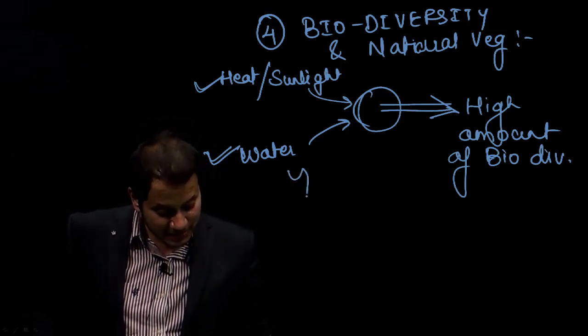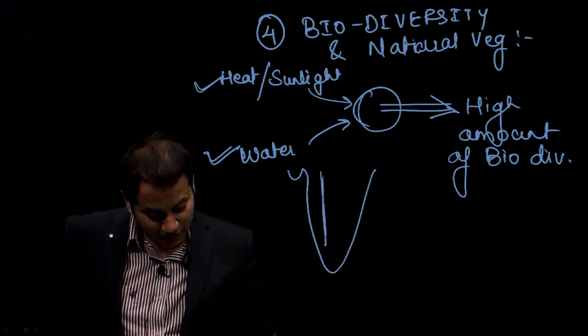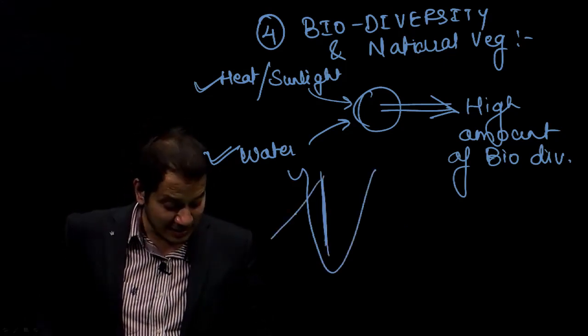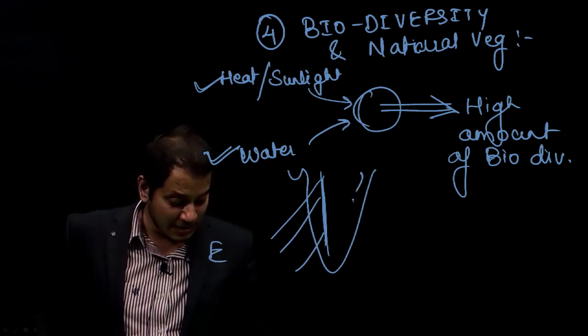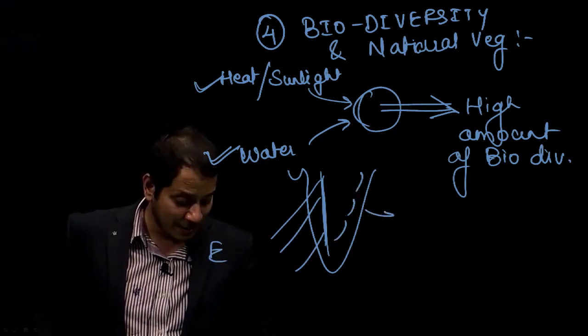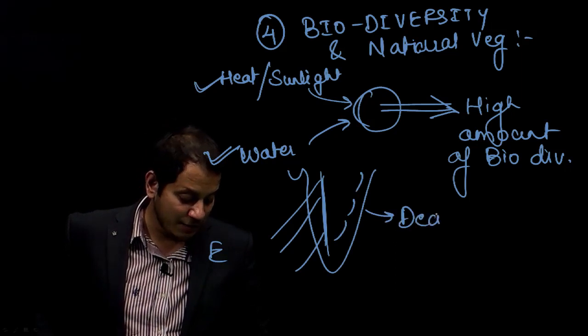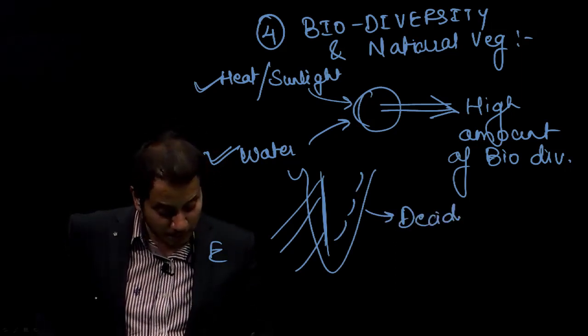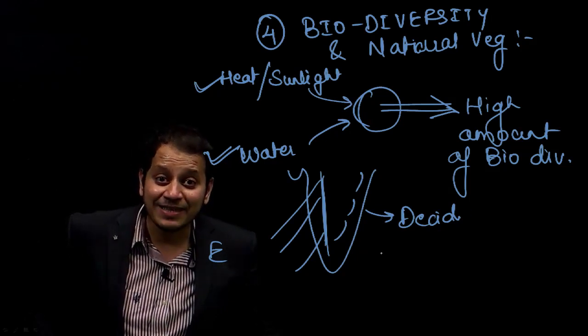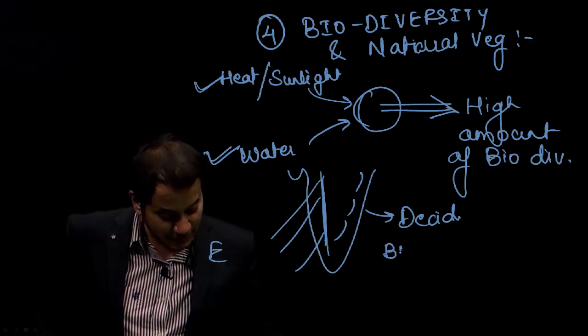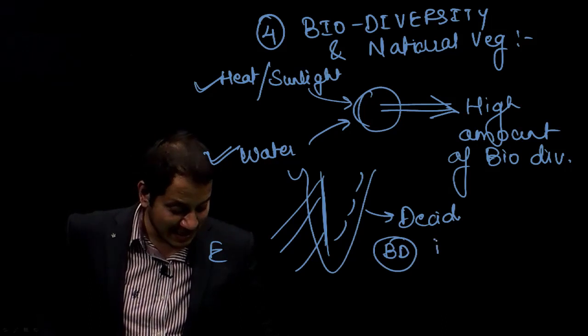Similarly, the Western Ghat region, because they receive a large amount of rainfall, is covered by evergreen and semi-evergreen forest, while the Eastern Ghat region is covered by deciduous kind of forest. So what about the biodiversity? High amount of biodiversity in the Western Ghats. Biodiversity, I am writing it as BD, is high in the Western Ghat.